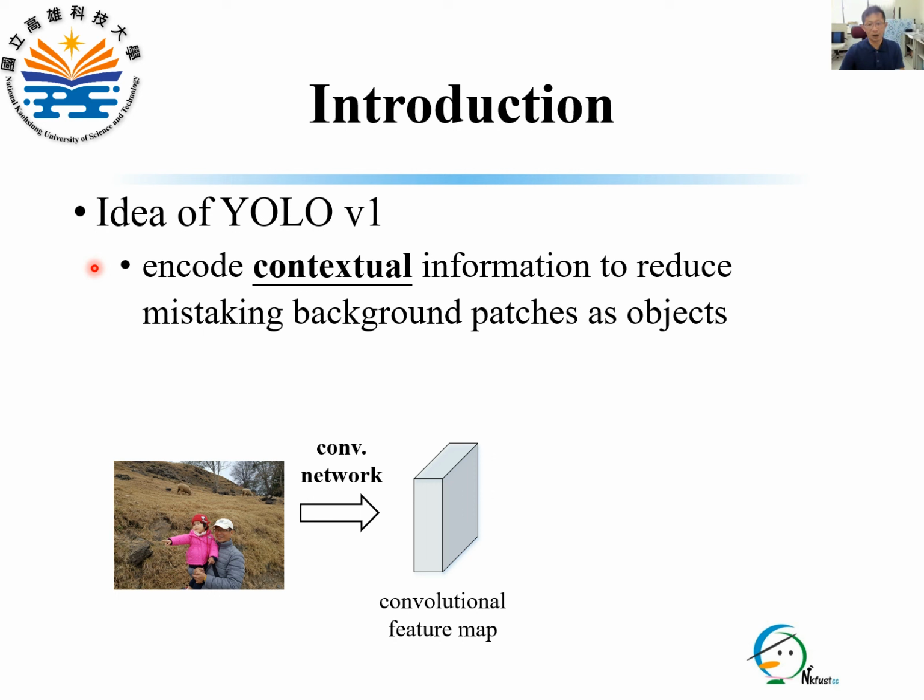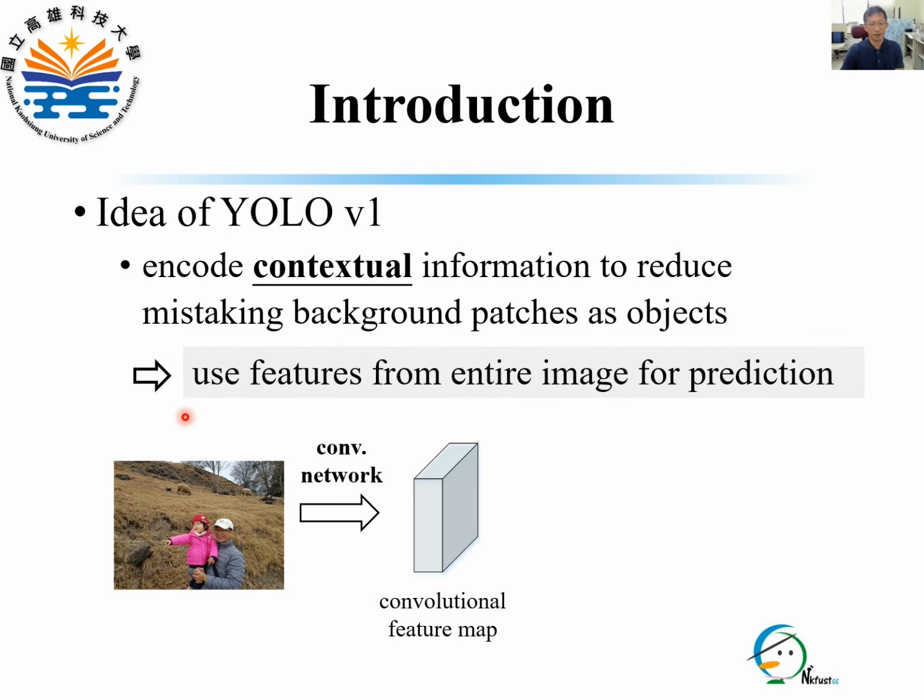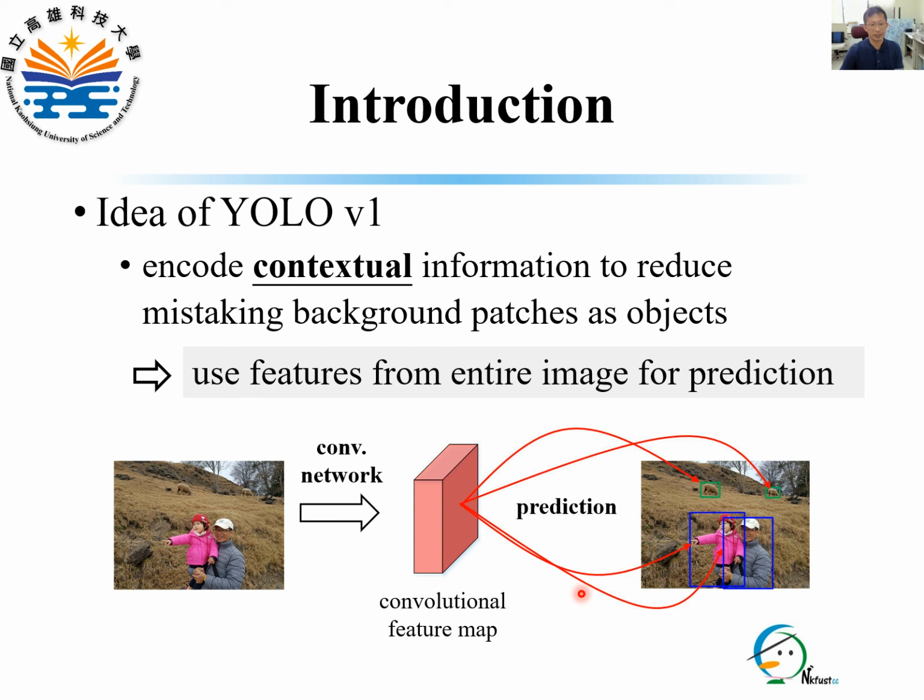The other idea of YOLO v1 is to encode contextual information. This reduces mistaking background patches as objects. More specifically, YOLO v1 uses features from the entire image instead of local patches for prediction. In other words, this convolutional feature map is used to predict the object classes and the bounding boxes of all objects.